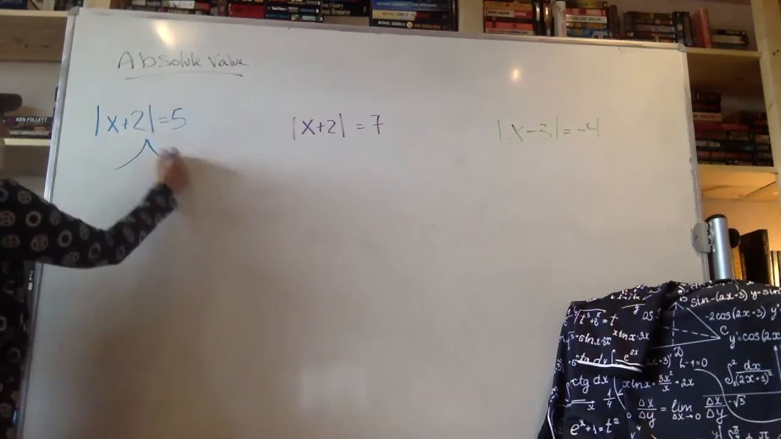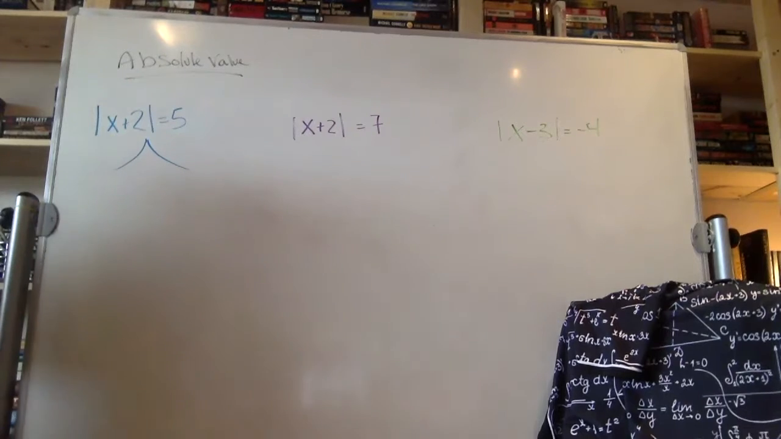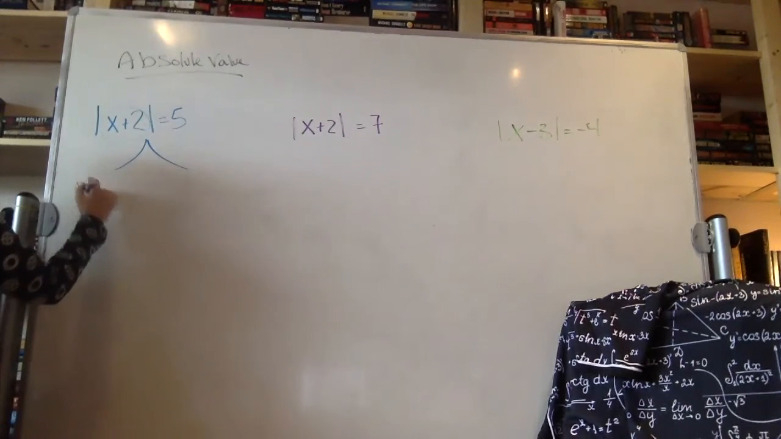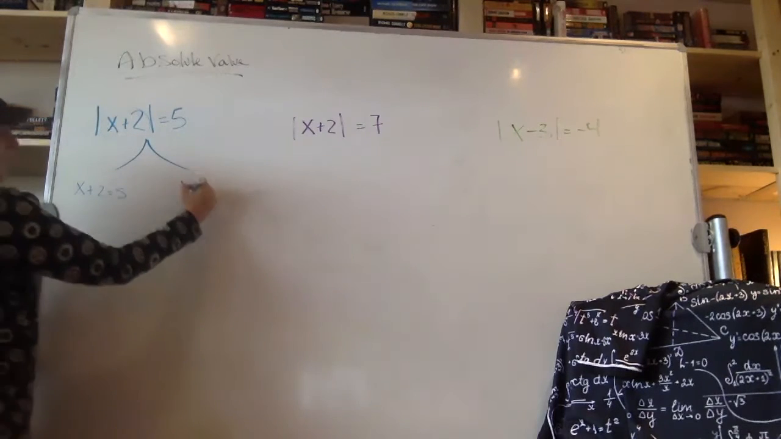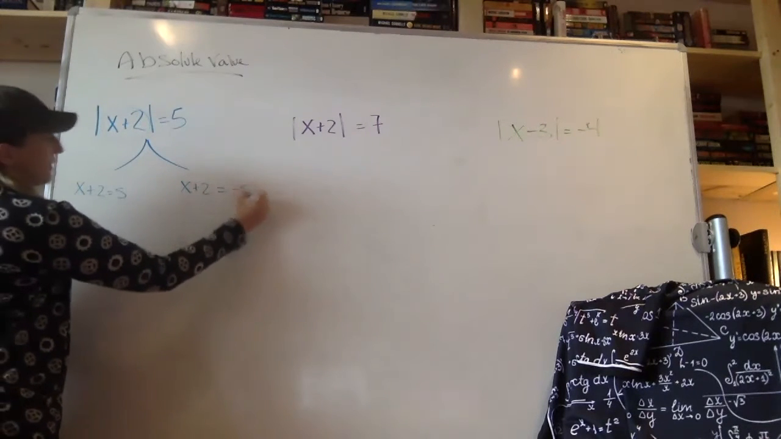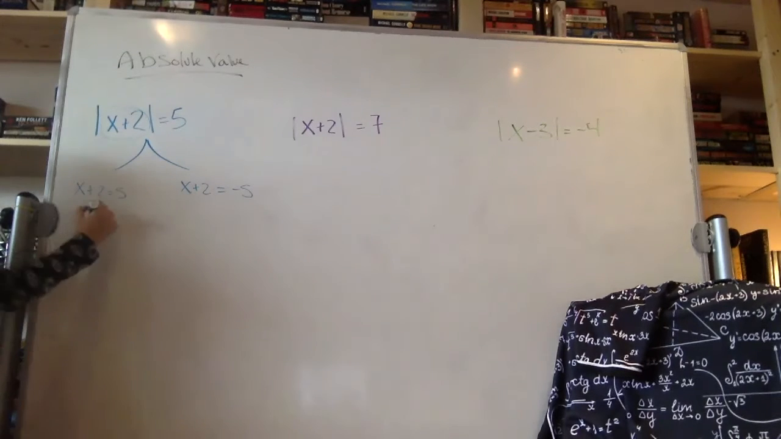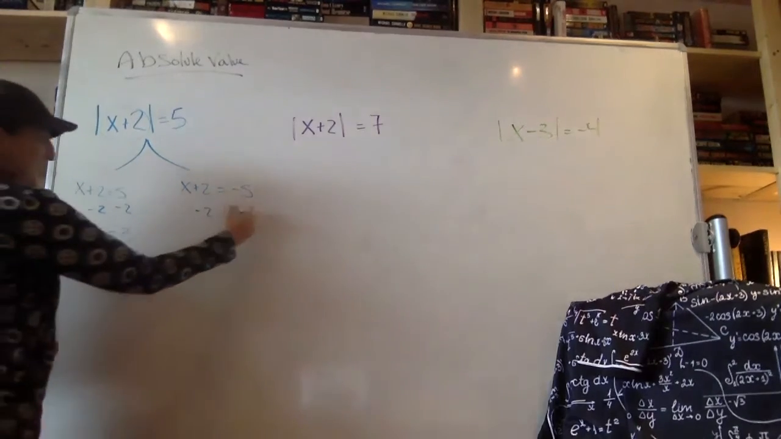So I'm going to write two equations by thinking about what the absolute value means. The quantity inside here could be equal to 5, x plus 2 equals 5. Or the thing inside the absolute value, x plus 2, could be equal to -5, because when I take the absolute value, the negative will go away. So if we solve both of these, subtracting 2 from both sides here gives me x equals 3. There's one solution.